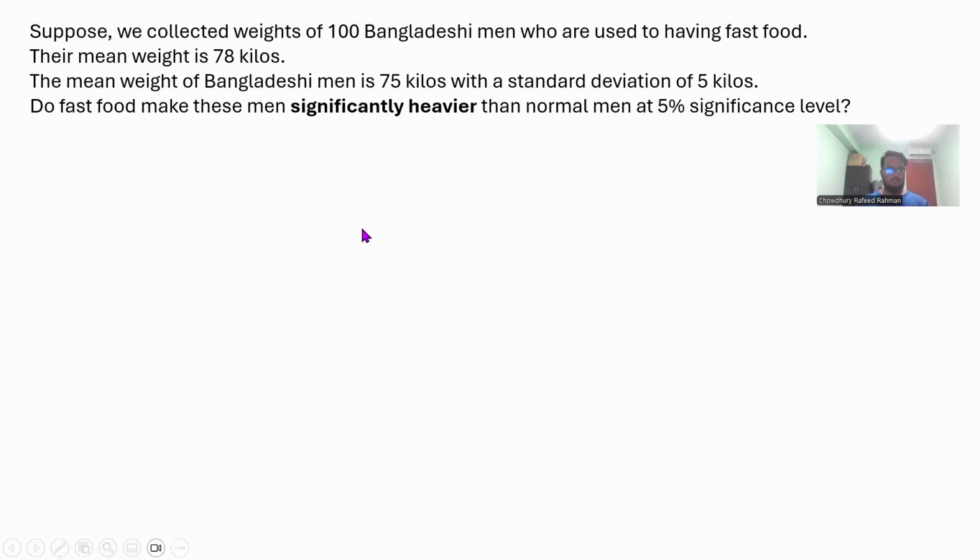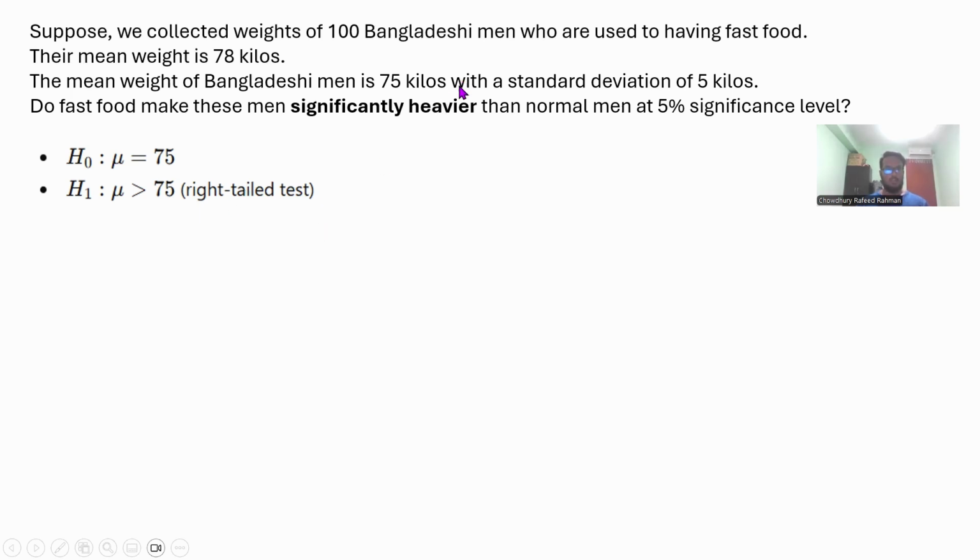So in this scenario, the null hypothesis and the alternate hypothesis are quite simple. The null hypothesis is that the mean is 75 kilos, and the alternate hypothesis is that the mean is significantly higher than 75 kilos. And since we are talking about higher or heavier, it is going to be a right-tailed test, or one-tailed test, basically. Now, the question actually is, how come we are using the z-test here?